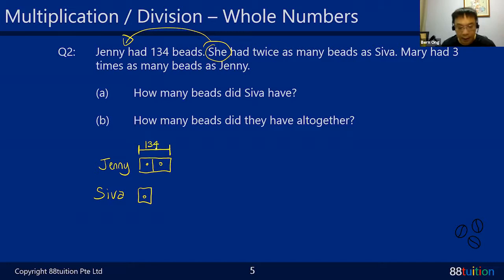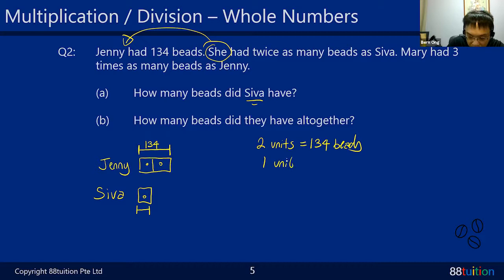The question is asking how many beads Siva had. Isn't that very easy? Siva only has one unit. So here we know that Jenny has two units. Two units represent 134 beads. Can you see? How do we find one unit? So part A of the question is very simple. Nobody should get this wrong. But if you get it wrong, maybe because you're careless here and there. Be careful in your calculation.